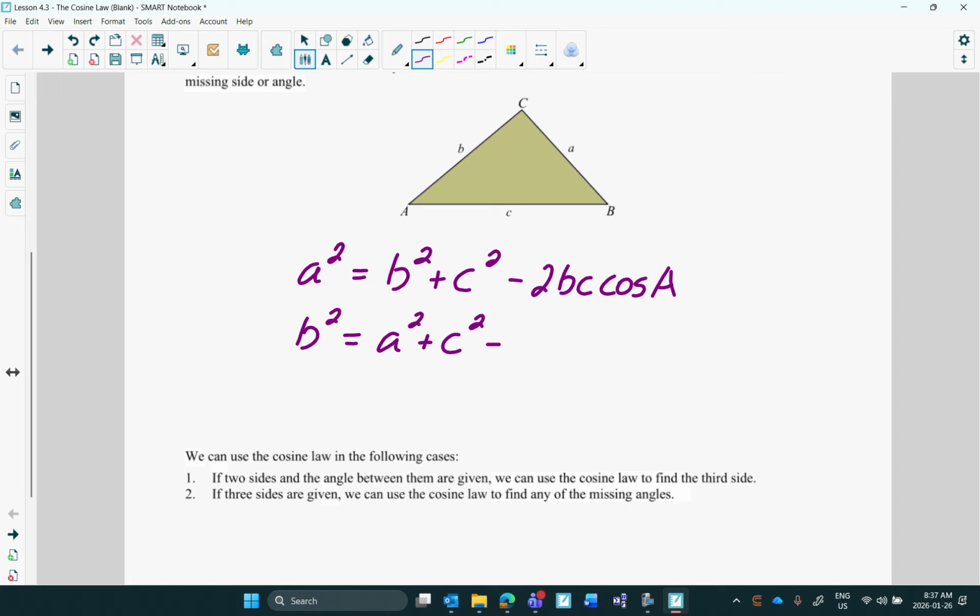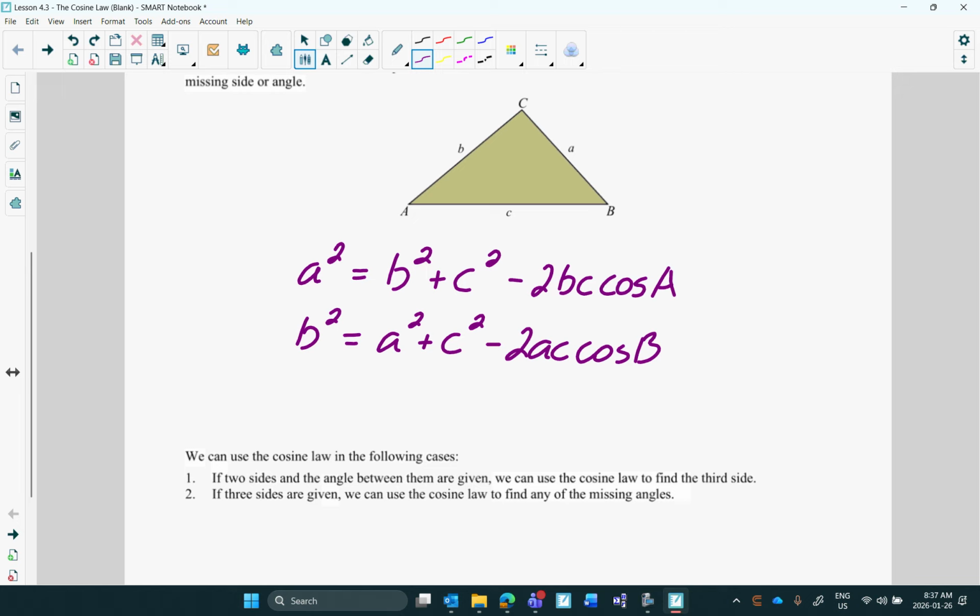Minus 2ac cos angle B, yeah. And then you could do the same thing to find c squared. It would be a squared plus b squared minus 2ab cos C. Okay, so I won't write that line.